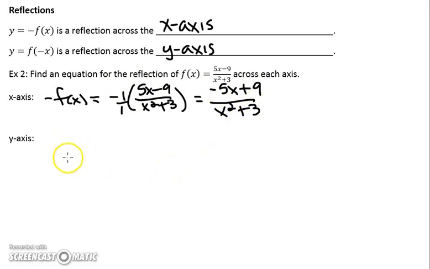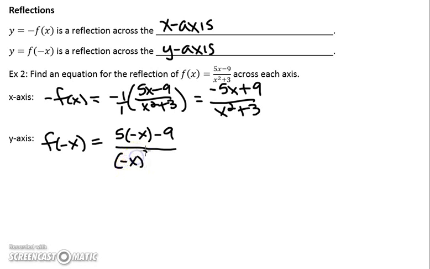And then if we want to go across the y-axis, that's going to be f of negative x. So anywhere we see an x, we replace it with a negative x. So we get (5 times negative x minus 9) over ((negative x) squared plus 3). Simplify a little bit: (negative 5x minus 9) over (negative x) squared is still just x squared plus 3.